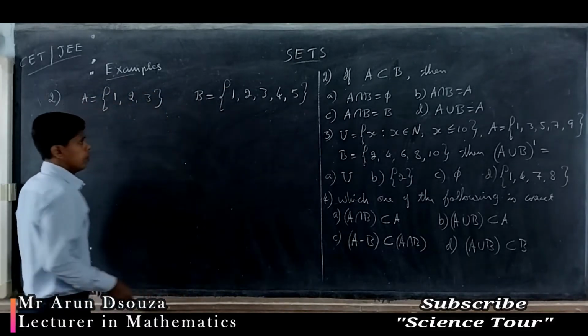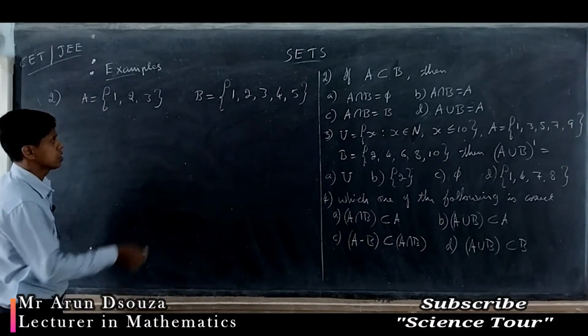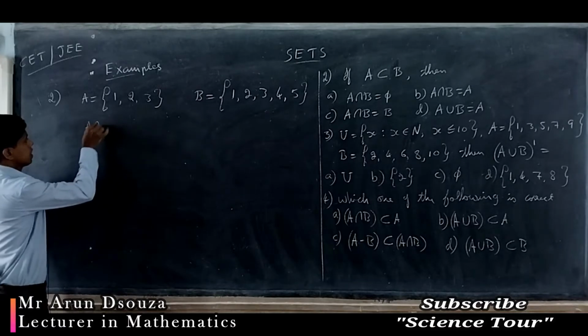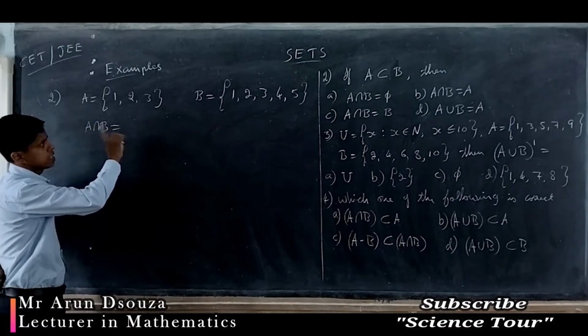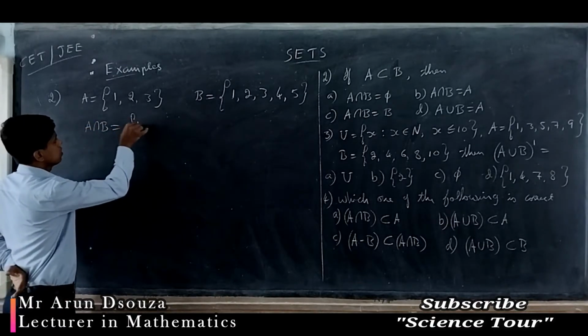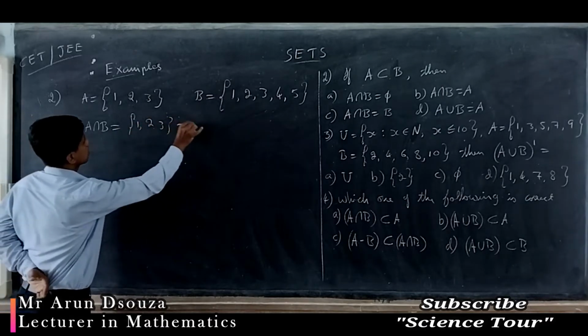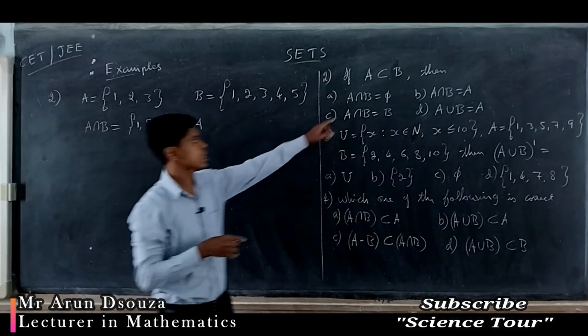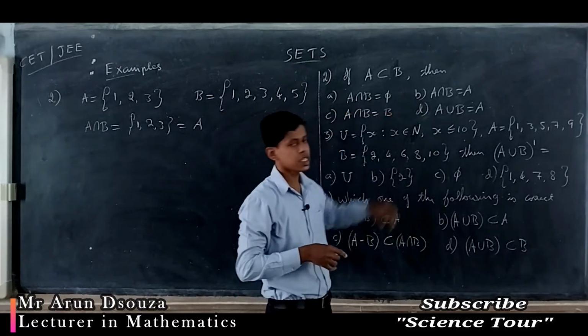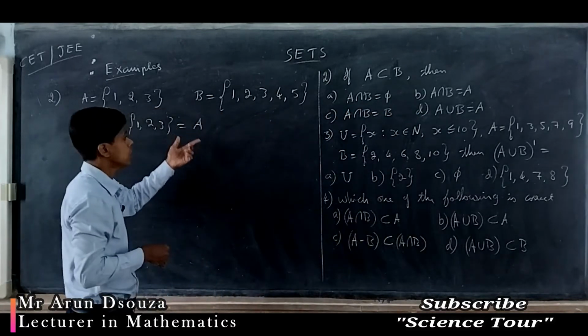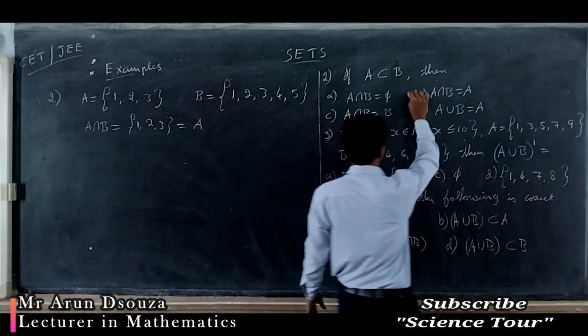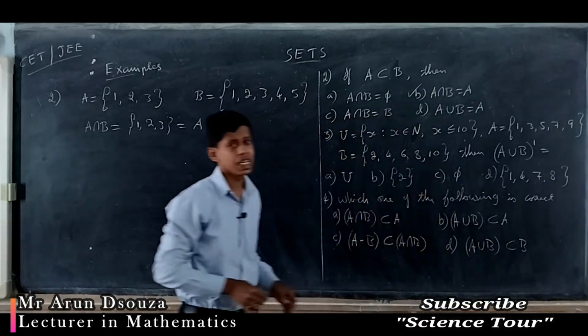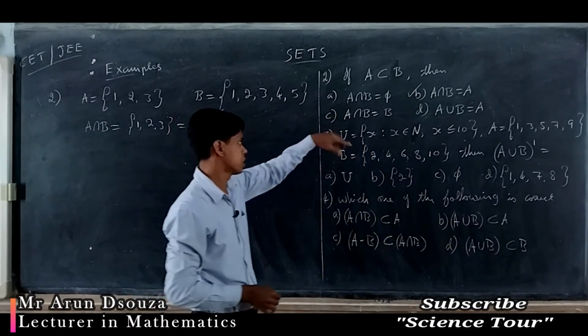Well, now understand the first thing. What is A intersection B? Intersection is 1 2 3, and what is it? A itself. Correct? So first choice is not correct. What about the second choice? A intersection B is A. So second option, second choice is the right choice for us. Okay, so second option is the right one.